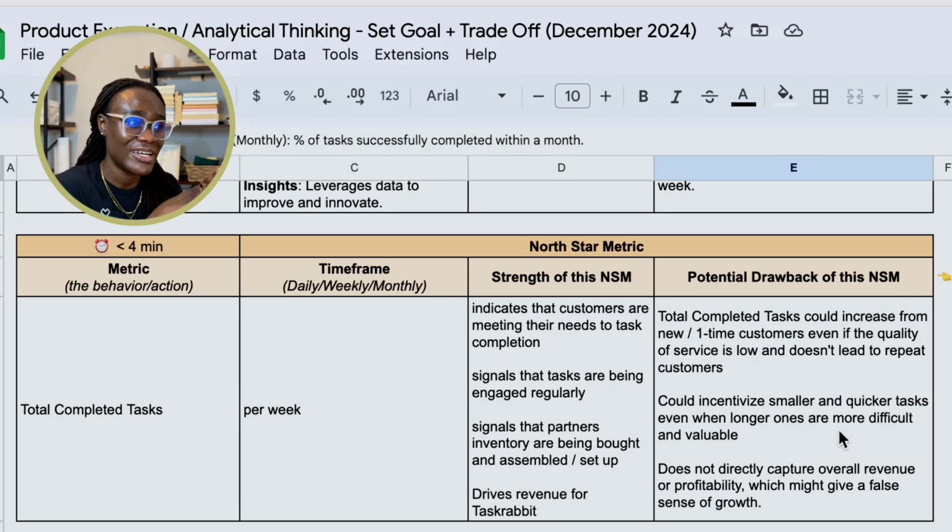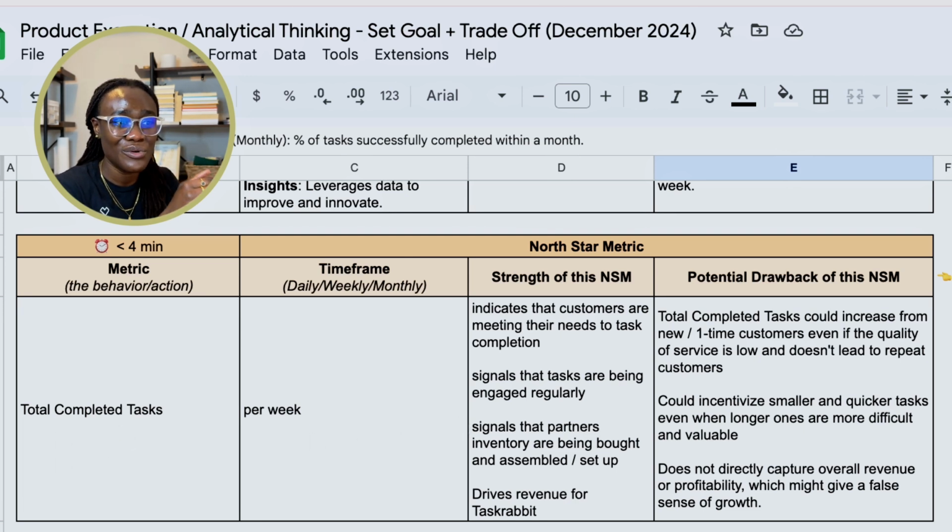The last drawback I've identified here is that the total completed task does not directly capture overall revenue and profitability. To my earlier point, hitting a nail in the wall may be a $1 task, but if we have 100 $1 tasks, are those much better than having 10 $50 tasks? So it's important that we also think about the revenue and the volume and the value of these completed tasks, so that we don't have a false sense of growth by having so many total completed tasks. So that's the critique on this North Star metric.